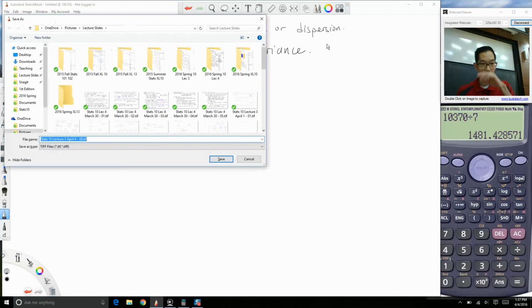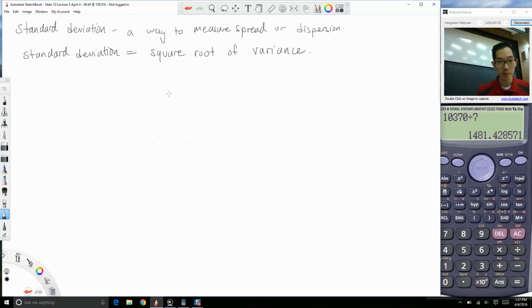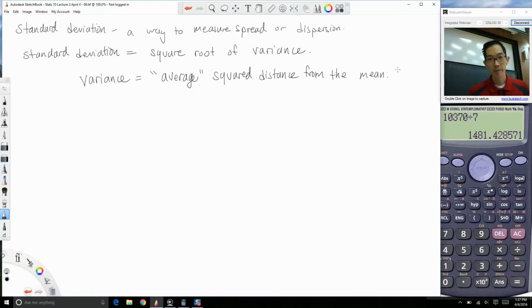So what is the variance? That's probably a better question. So the variance can be thought of as the quote-unquote average squared distance from the mean. Okay, so we'll start with that definition. We'll say the variance is the quote-unquote average squared distance from the mean.